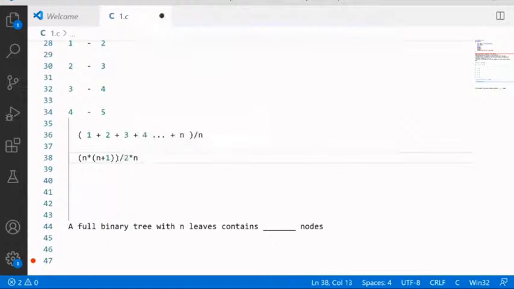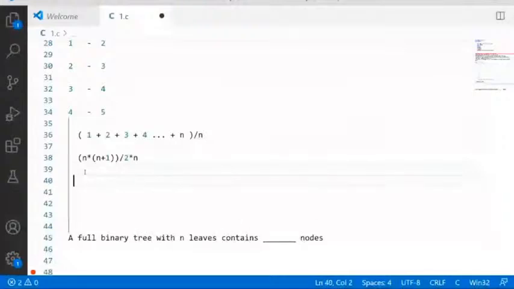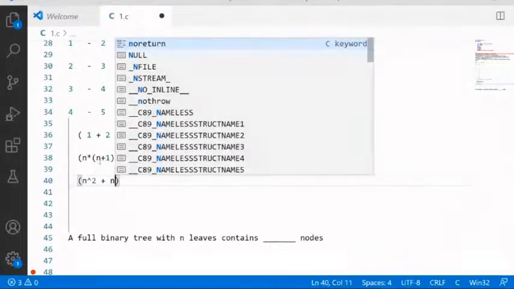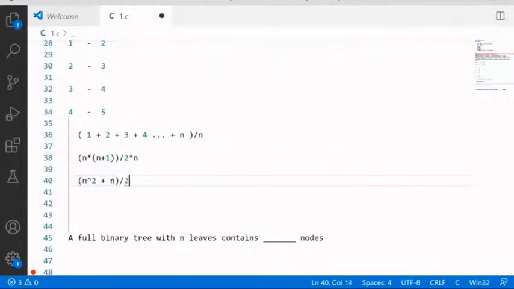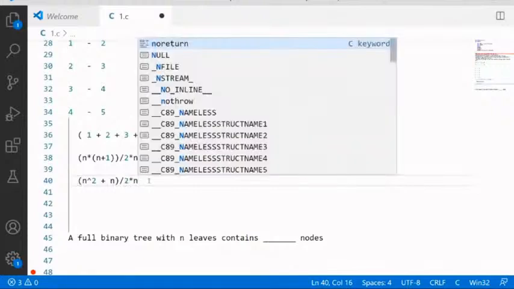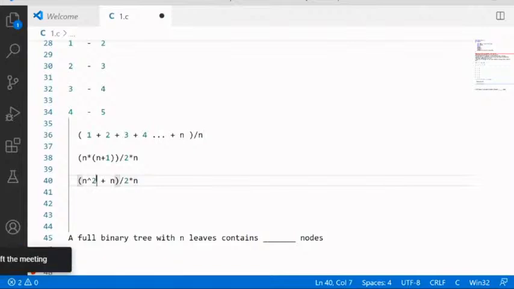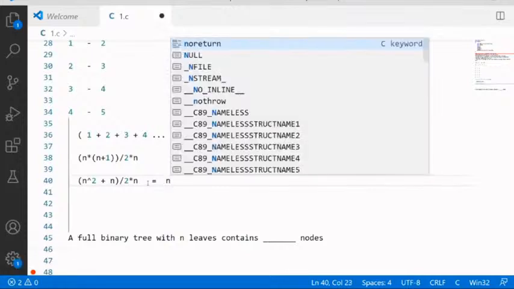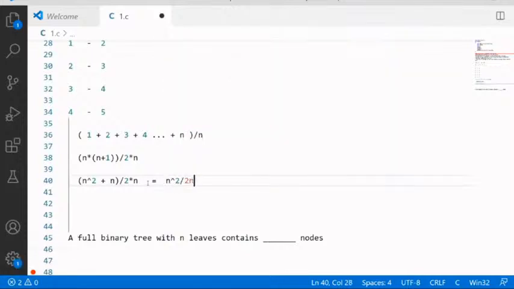Now, first of all, let me solve the numerator part. In the numerator, I'm going to do n multiplied by n, n square, then n multiplied by 1 is n, so plus n. So n square plus n, the whole divided by 2 multiplied by n. Now this 2n is common to your n square and also to your n. So let us split it into 2 different terms. n square divided by 2n is a separate term, plus n divided by 2n is a separate term.